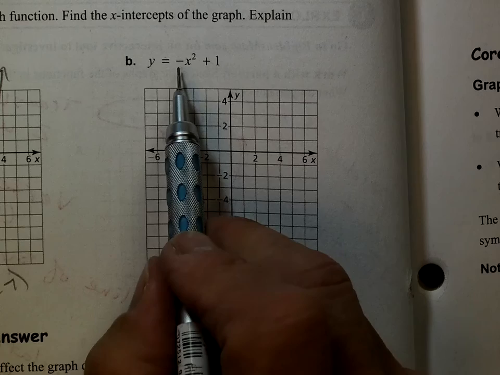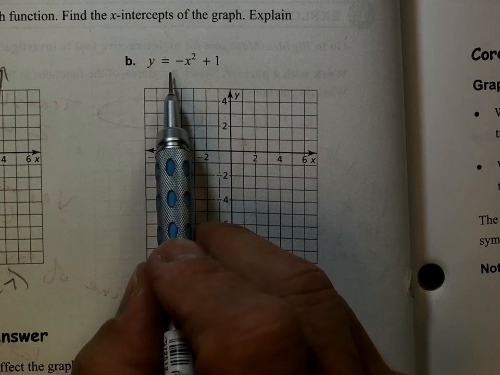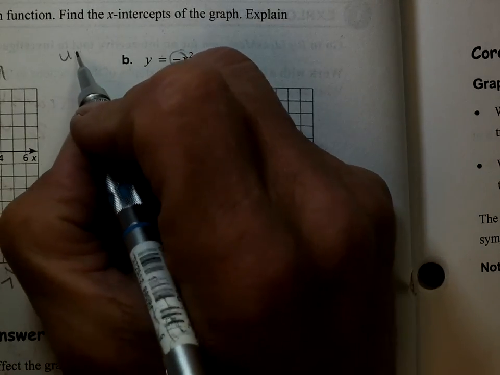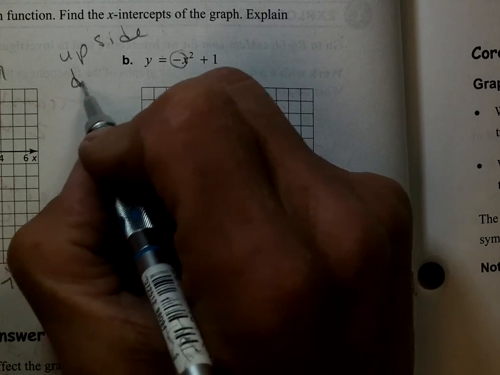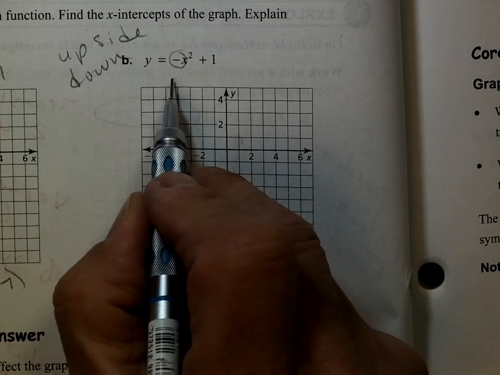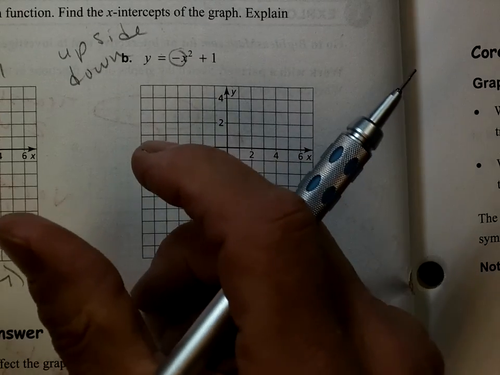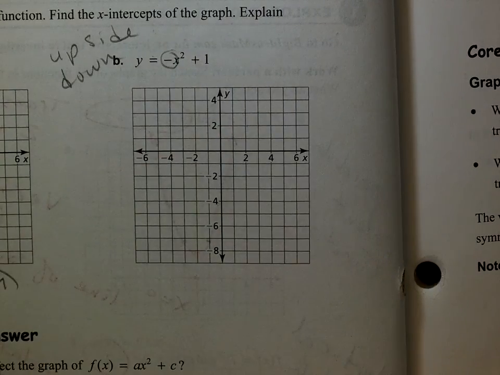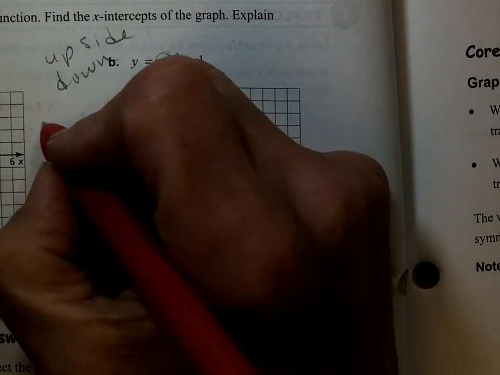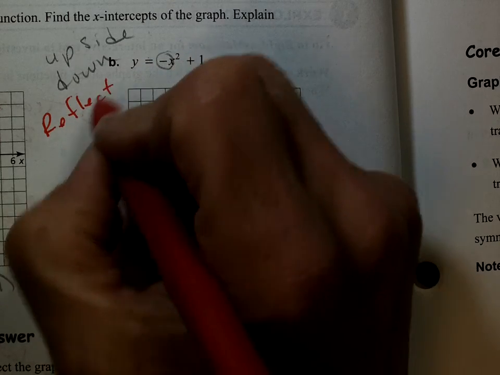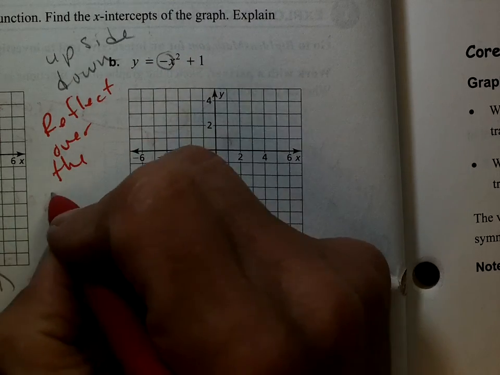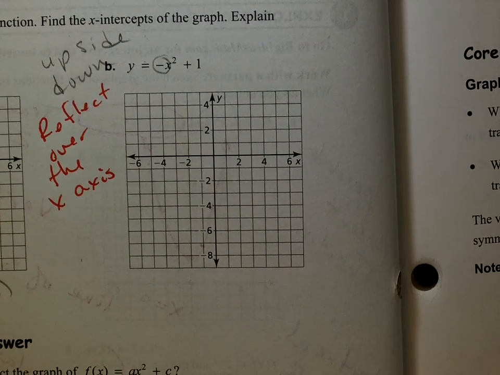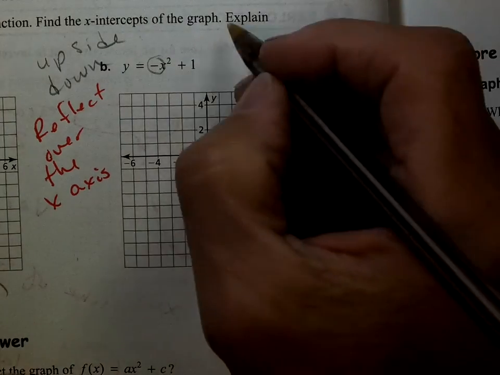It's got a negative x squared. So if it's a negative x squared, it's going to be upside down. Instead of being a smiley face, this one's going to be a frowny face. But we don't say upside down in math because that's not a math word. We say we're going to reflect over the x-axis. So instead of calling it upside down, the math term we're going to use is we're going to reflect over the x-axis.